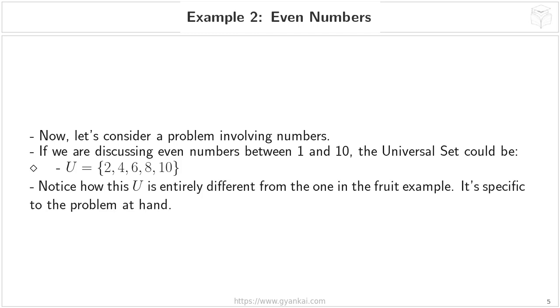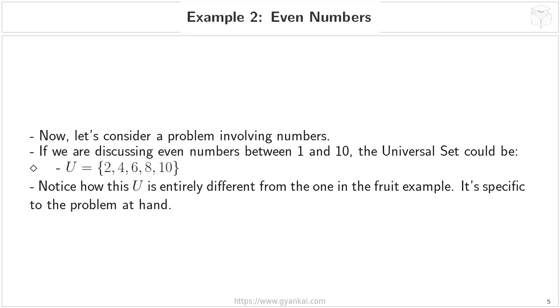Now, it's really important to notice something here. This universal set is completely different from the one we used when we were talking about fruits, remember? We had apple, banana, orange, and so on. This new universal set only contains numbers, and specifically, even numbers between 1 and 10.